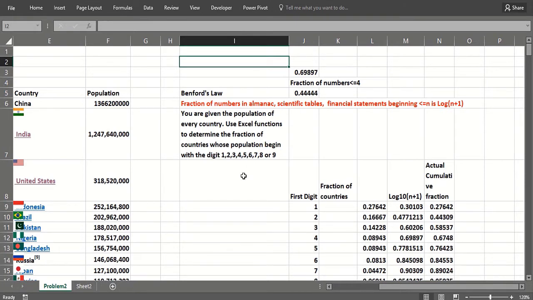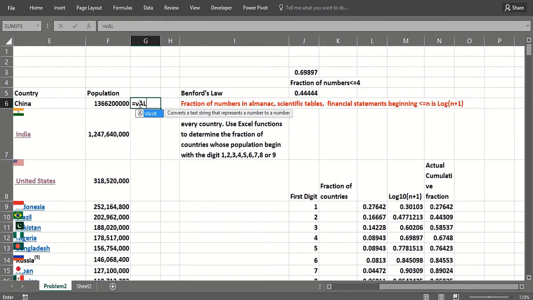Okay, so I'm going to figure out what fraction of the countries' populations begin with 1, 2, 3, 4, 5, 6, 7, 8, or 9. A great example of how to combine things in Excel. How do I find the first digit of each of these numbers? I can use the LEFT function, find the first character, and use VALUE to make it a number.